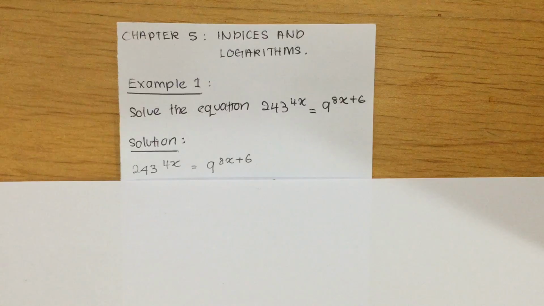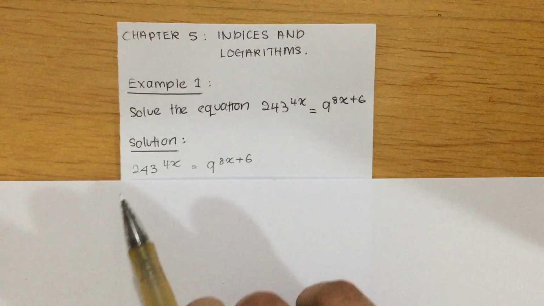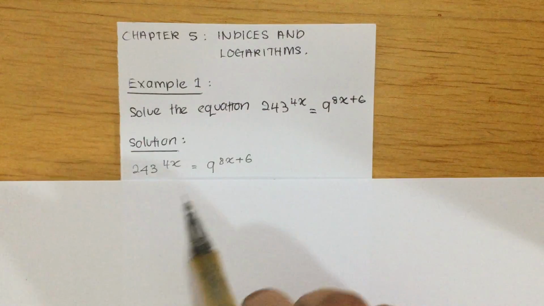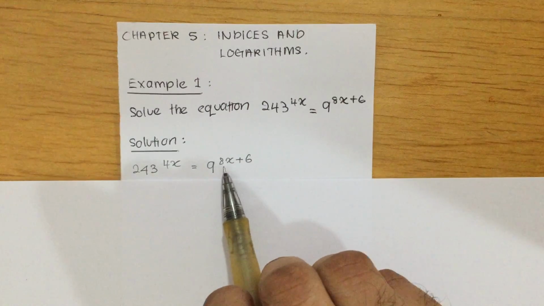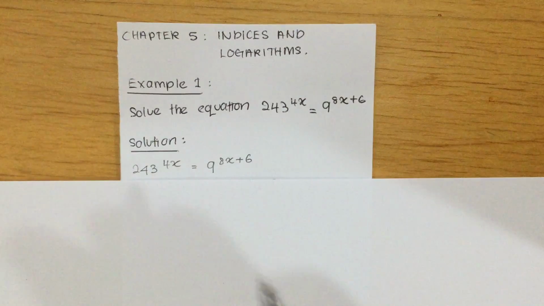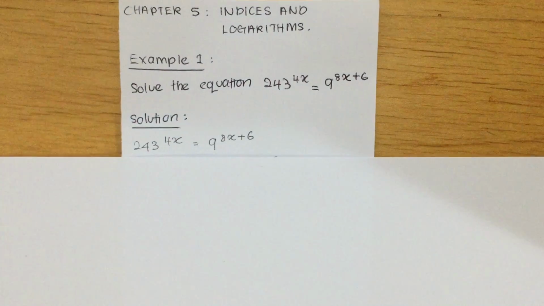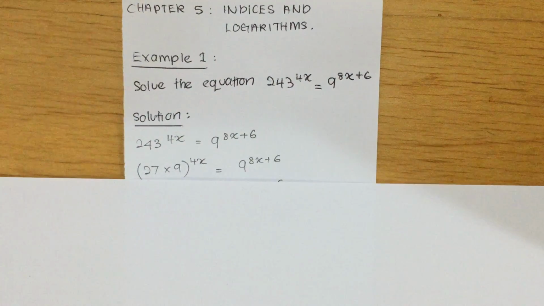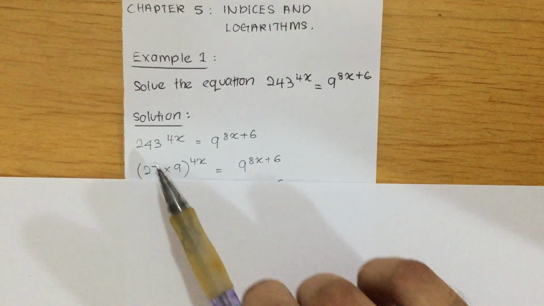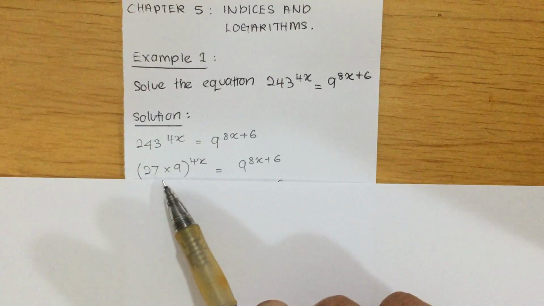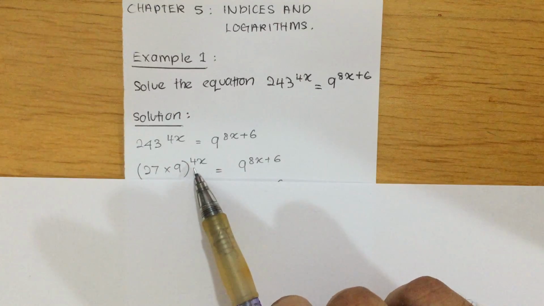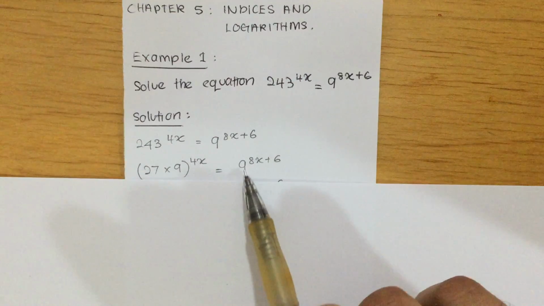To start off, I rewrite the whole equation over here. 243 to the power of 4x equals 9 to the power of 8x plus 6. This 243 we can further break down into 27 times 9. So 27 times 9 you get back 243. So (27 times 9) in a bracket to the power of 4x equals 9 to the power of 8x plus 6.